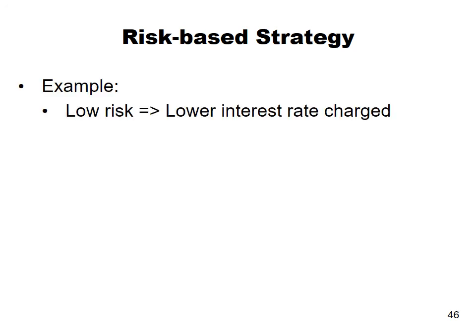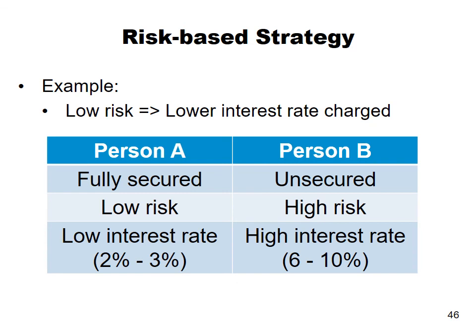Example. A low-risk customer will be charged a lower interest rate. Look at person A and B. Person A is fully secured, low risk. As a result, you charge a lower interest rate at 2 to 3%. Person B is highly unsecured and possesses high risk from the bank's perspective. So they will be charged a high interest rate, for example, 6 to 10%. So each individual pays their own individual pricing, and the bank will assess each person differently.